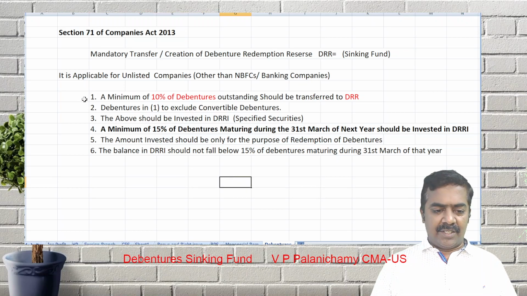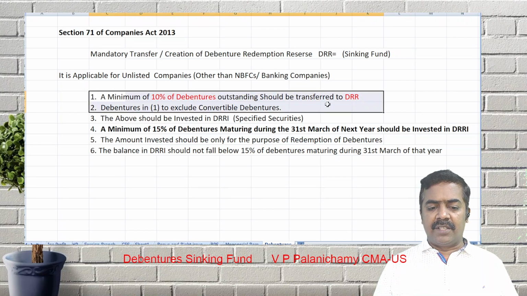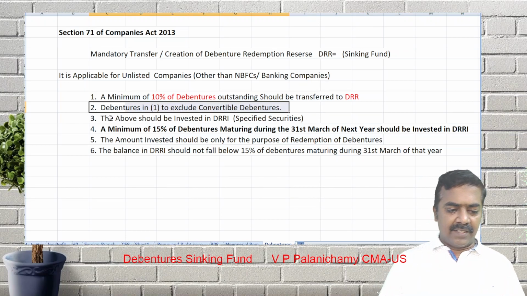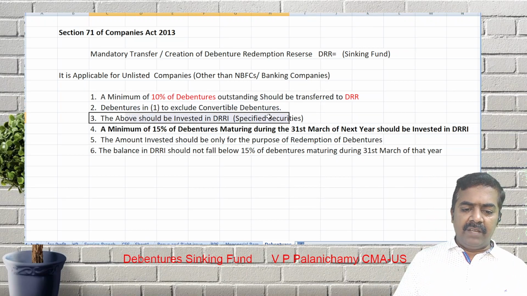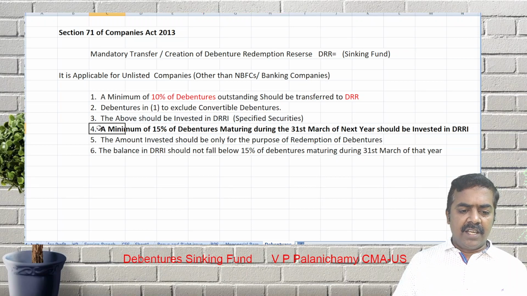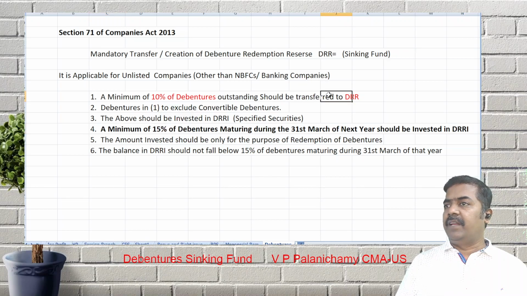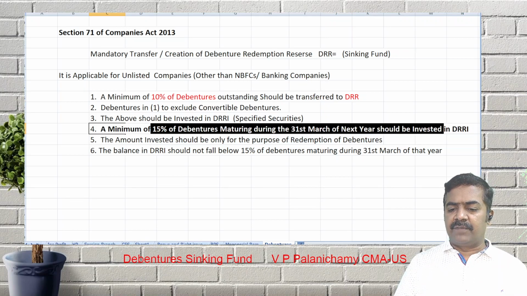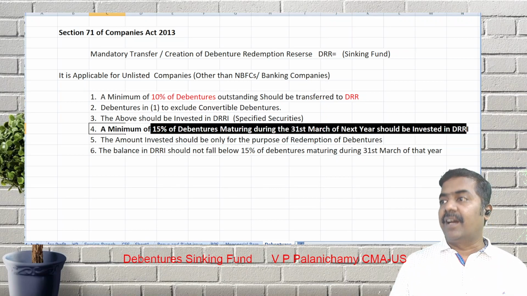Redeemable in cash. So while creating debenture redemption reserve, please exclude which one? Convertible debentures. Then the above should be invested in which one? Debenture redemption reserve investment. It says minimum 15% should be invested. Whatever you create as DRR will be invested definitely, but a minimum of how much should be maintained? 15% of debentures maturing on the 31st of next year should be kept in DRRI.